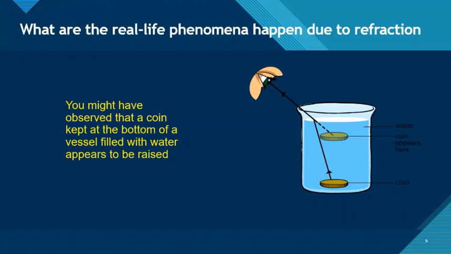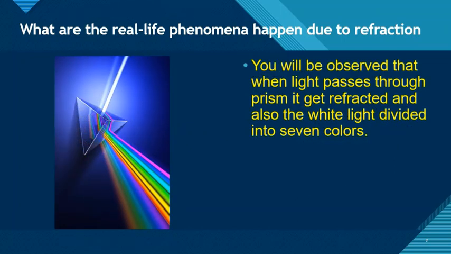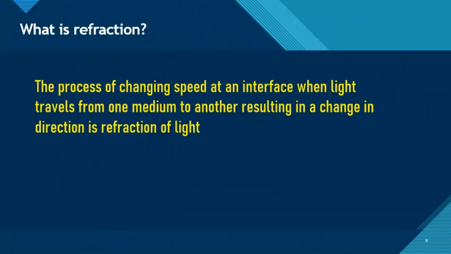You might have observed that a coin kept at the bottom of a vessel filled with water appears to be raised. You will also observe that when light passes through a prism, it gets refracted, and the white light is divided into 7 colors. What is the reason for all this? The reason is refraction. Then, what is refraction?